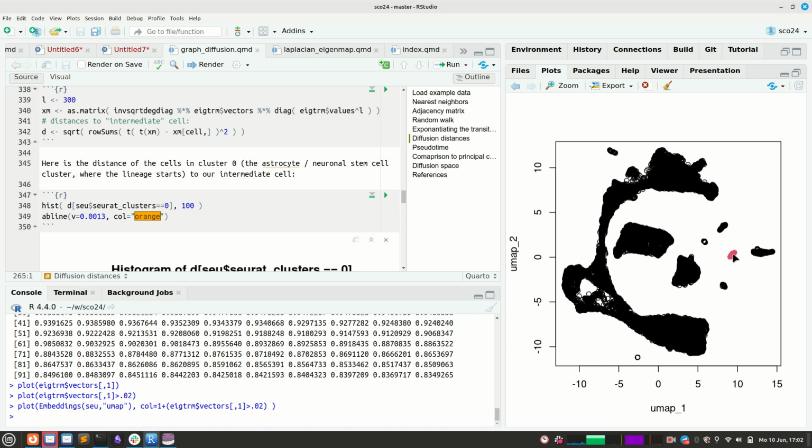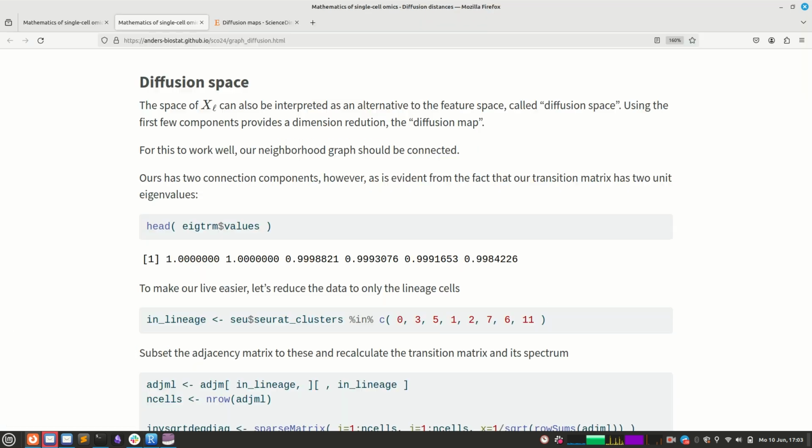So this stupid thing here is disconnected from all the others. It doesn't have any connections with the rest. And this is why our eigenmap looks strange. We could try to make a connection, but maybe the easiest is, as we are only interested in the lineage, to subset our matrix to only the cells along the lineage, kick out the red one and all the others, and then continue with that. So that's what I've done here.